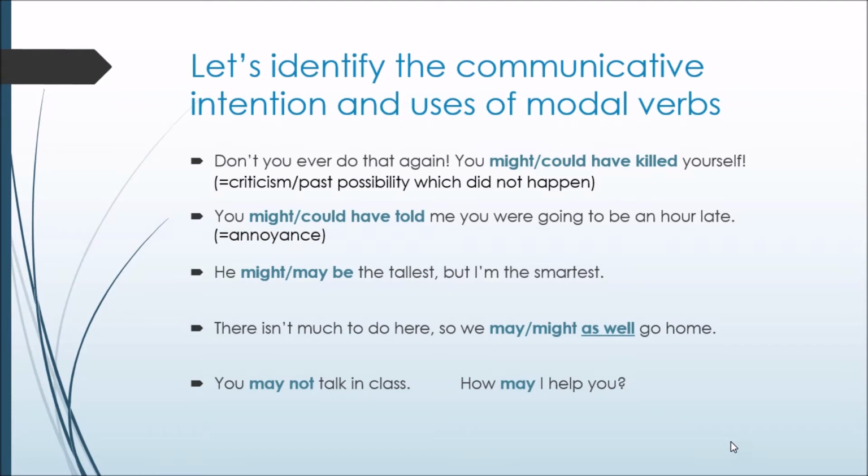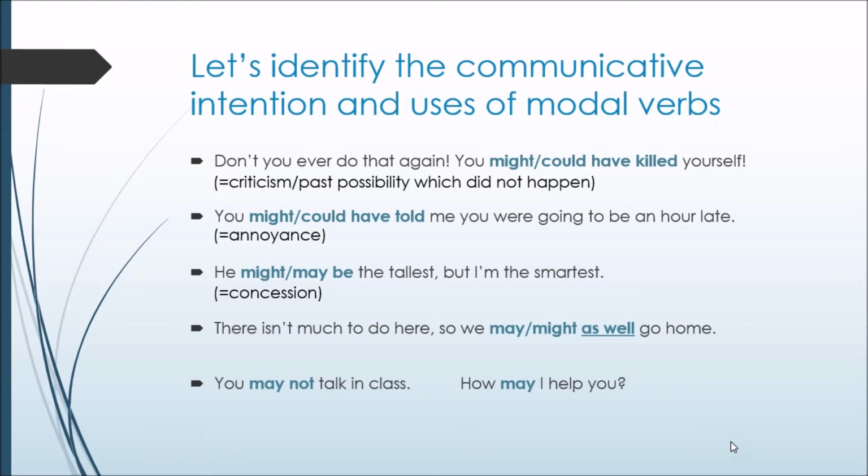He may be the tallest, but I'm the smartest. We also discussed this word in class, concession. Concession basically means linkers of contrast. So basically it's although he's tall, I'm smart. That's basically it.